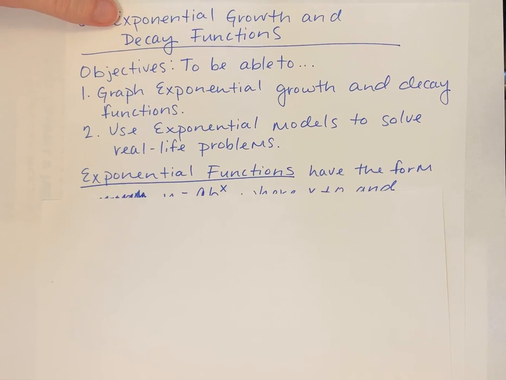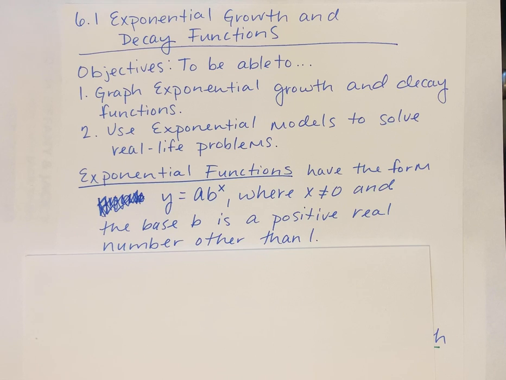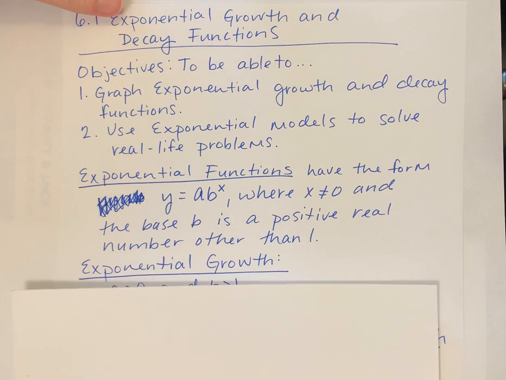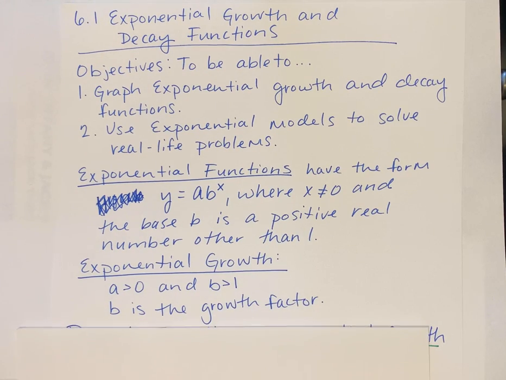So exponential functions have the form y equals a times b to the x, where x cannot equal 0, and the base b is a positive real number other than 1. Exponential growth in particular has an a value that is greater than 0 and a b value greater than 1, and b is called your growth factor.